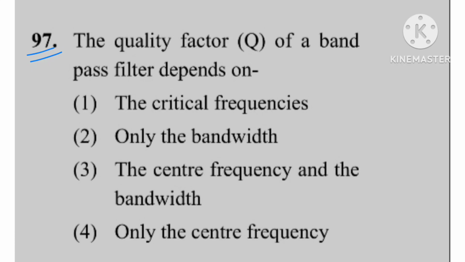A band pass filter allows only a certain range of frequencies to pass through. This range is between two critical frequencies: one is the lower cutoff frequency and the other is the upper cutoff frequency. Bandwidth is equal to f2 minus f1, that is, upper cutoff frequency minus lower cutoff frequency. This tells you how wide the allowed frequency band is.